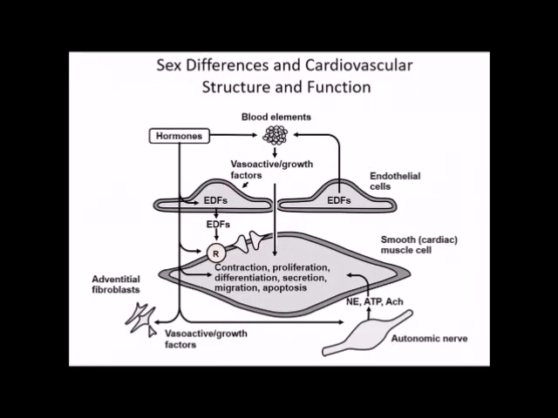So we've talked about how, remember, every cell can have a sex. So we've talked about the autonomic nervous system and some of the neurotransmitters. We've talked about the endothelial cells. Let's now talk about the muscle itself. I'm not going to talk about vascular smooth muscle, but I'm going to talk about cardiac muscle.